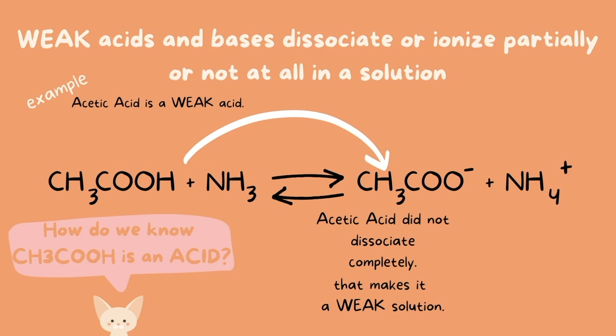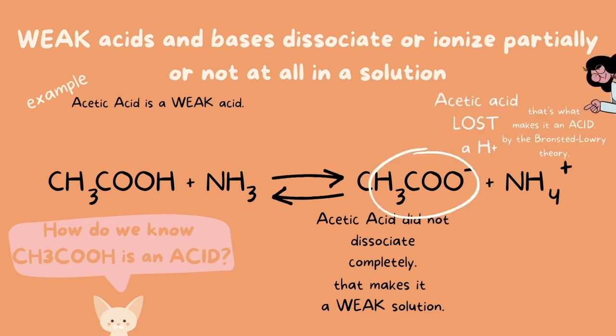Of course, we can know it's an acid by its name, but what if we just saw its chemical formula? What if we just saw this chemical equation and not a label on acetic acid? How would we know it's actually an acid? Well, notice that acetic acid lost a hydrogen ion in its solution. And by the Bronsted-Lowry theory, an acid is one that loses a hydrogen ion.